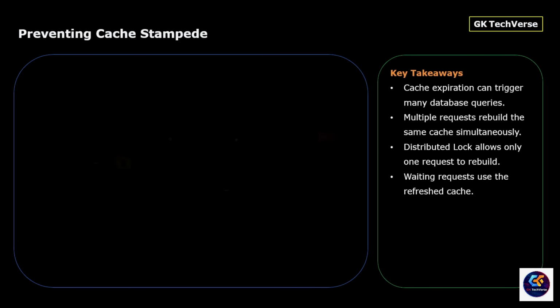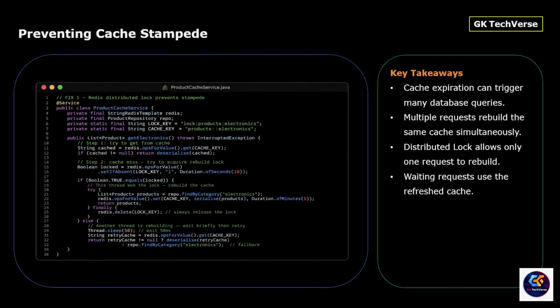Let's understand this code. First we check Redis. If the data already exists, we immediately return it. If Redis doesn't contain the data, we acquire a distributed lock using the cache key. Notice that every request for the same product competes for the same lock. Only one request succeeds. That request queries the database, stores the result in Redis, and finally releases the lock. Every waiting request now reads the cached value instead of hitting the database again.